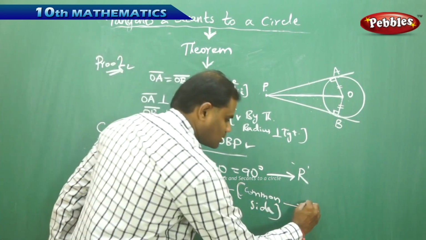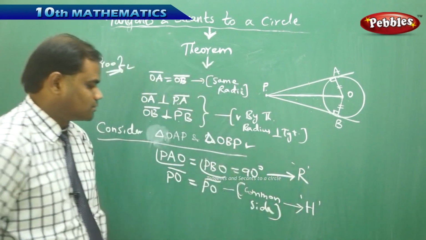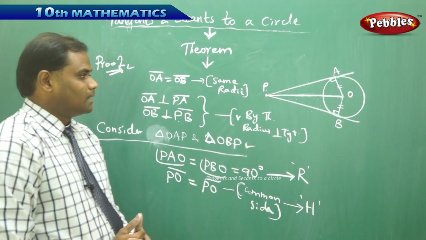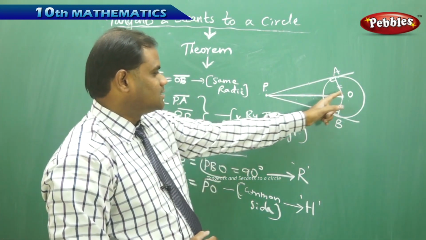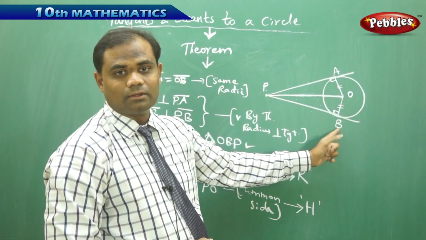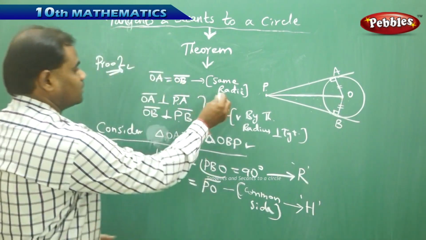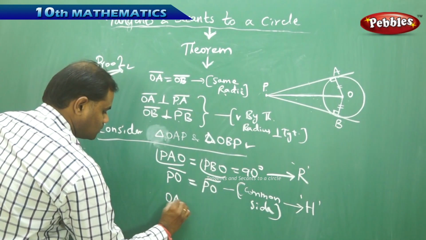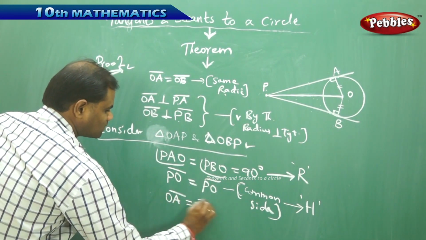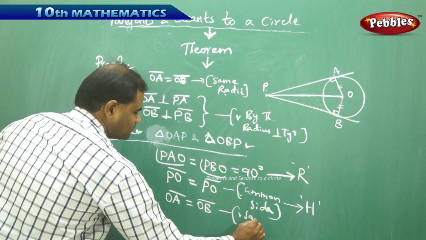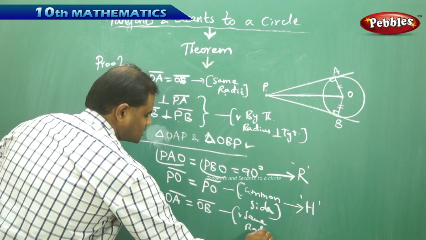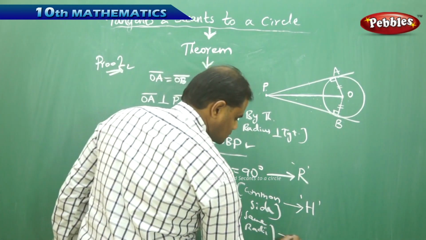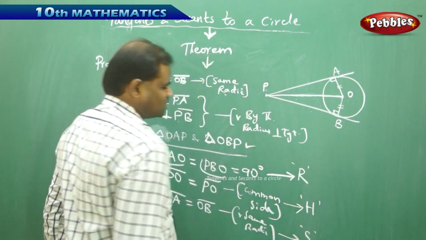Therefore, this leads to the hypotenuse, right angle, hypotenuse, and one of the sides. Now, as I see in the two triangles, OA is equal to OB because they are the same radii, as given with the reason. Therefore, OA is equal to OB since same radii. We have already discussed this in the previous session. So this is the side property.